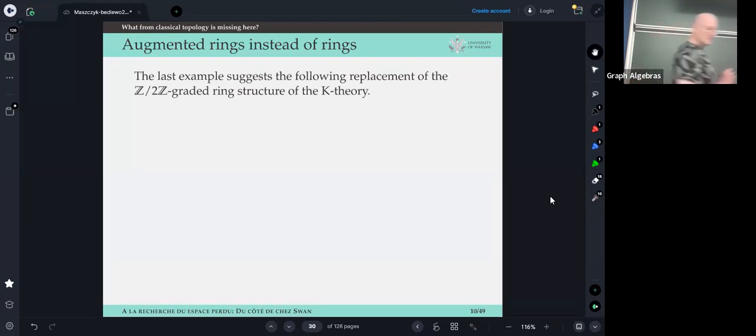So this suggests that maybe it would be possible to construct some invariant which doesn't require this very restrictive property of classical spaces, which is possessing this diagonal mapping, but is still general enough to mimic the construction of this multiplicative theory on the level of non-commutative spaces.